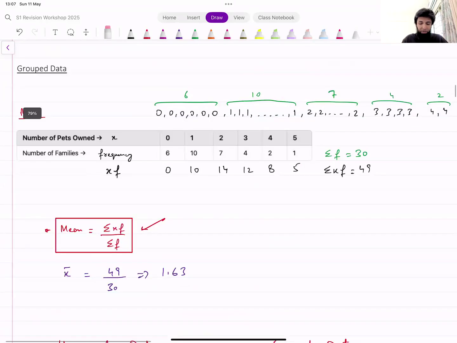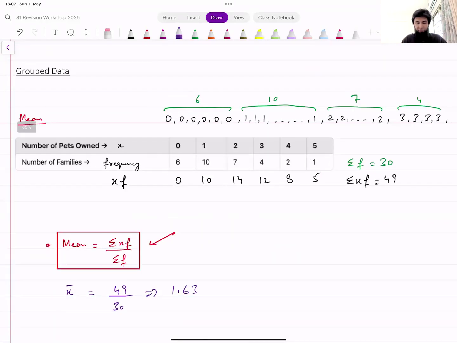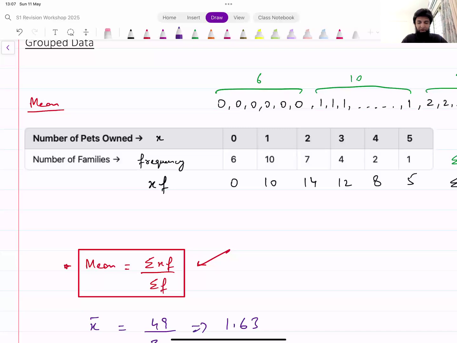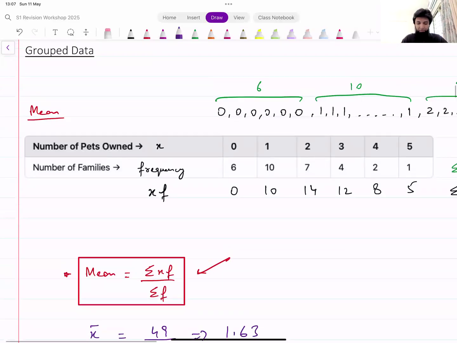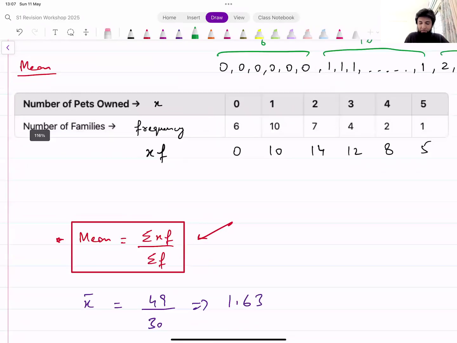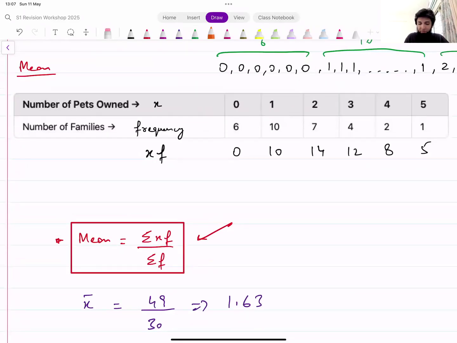Now that's for ungrouped data. What about grouped data? Grouped data is when you have values in the form of a frequency table, right? Let's say we've got some data like this. We've got information about the number of pets owned by some families. There are 6 families in the data that own 0 pets, 20 families that own 1 pet, 7 families that own 2 pets, and we want to find, let's say, the mean of this data.